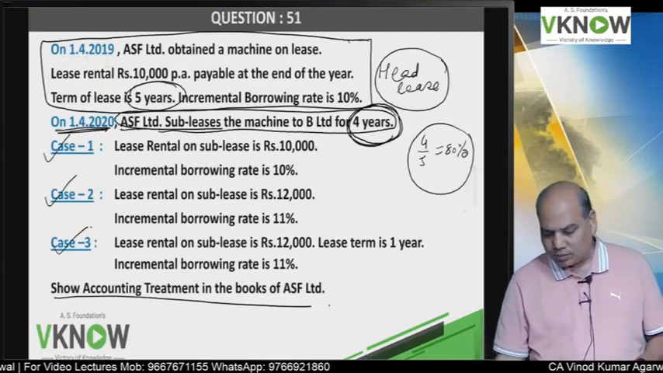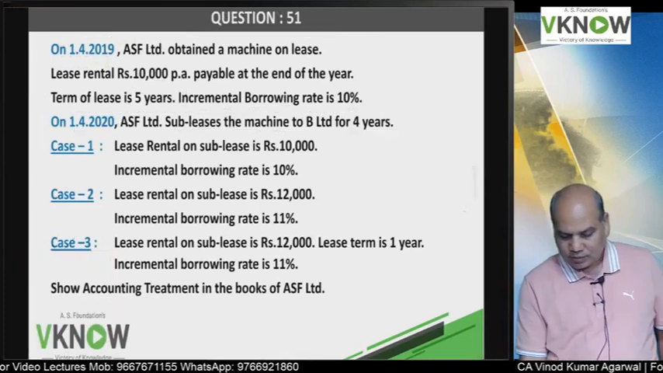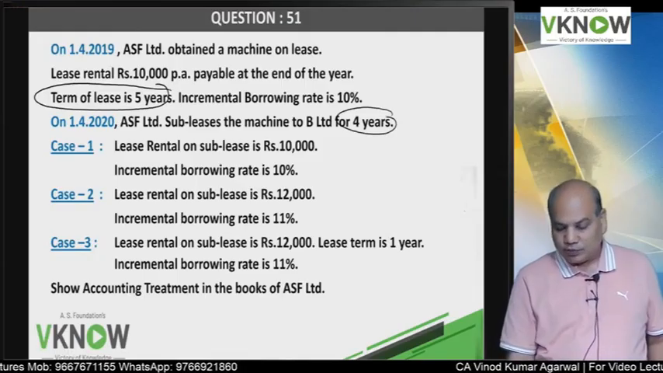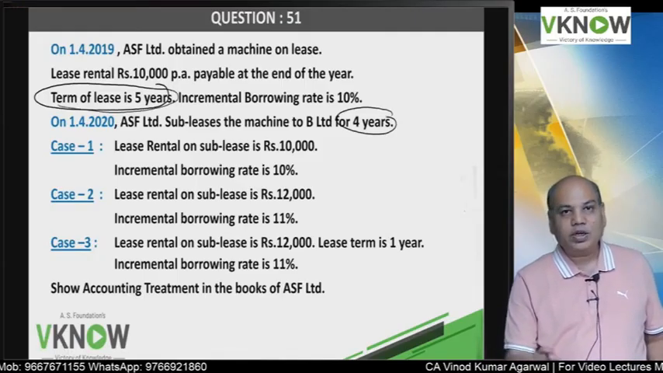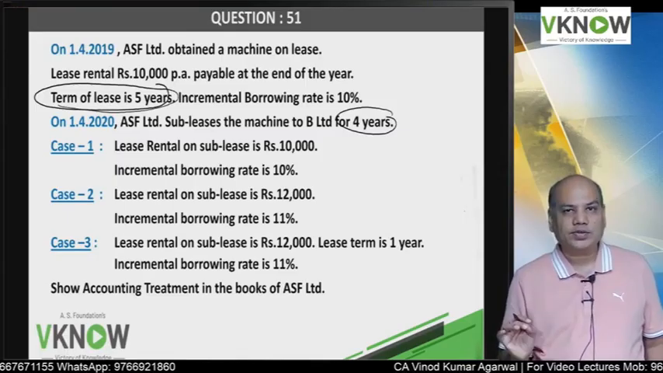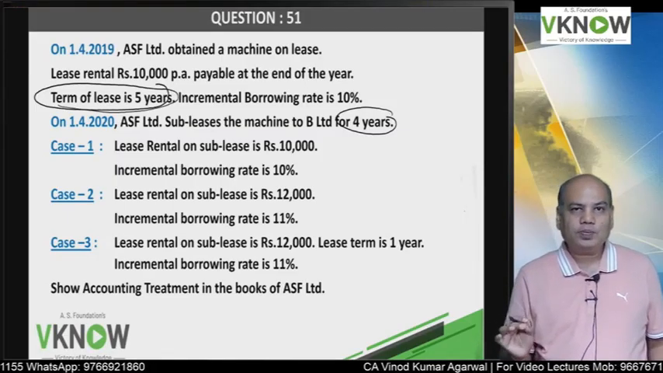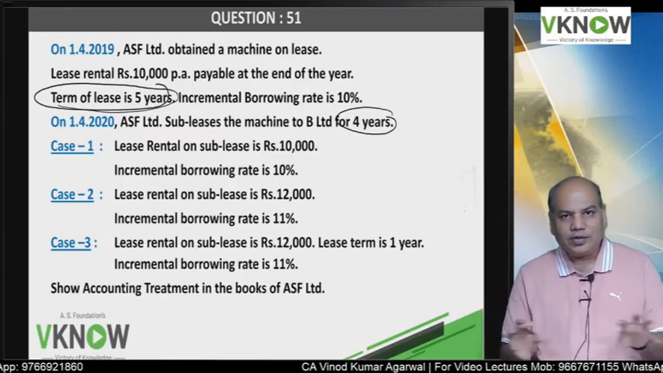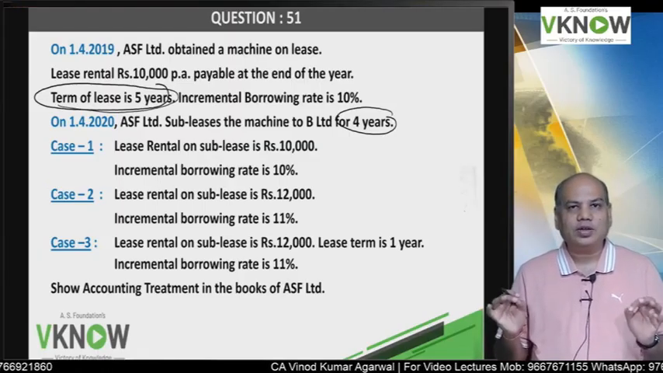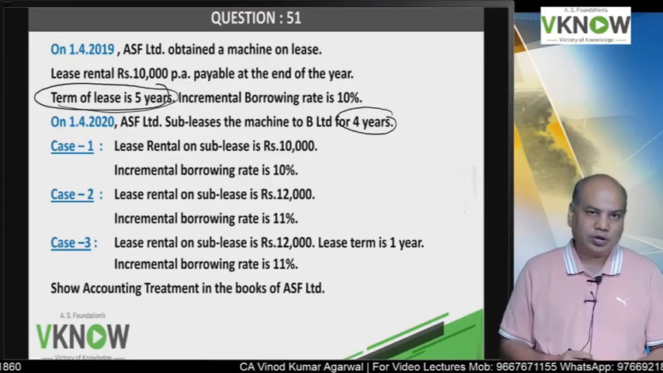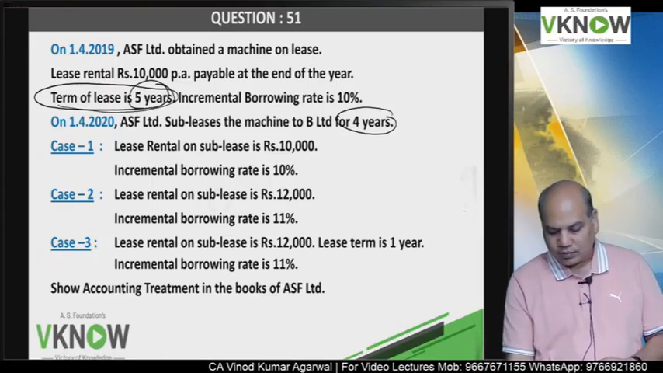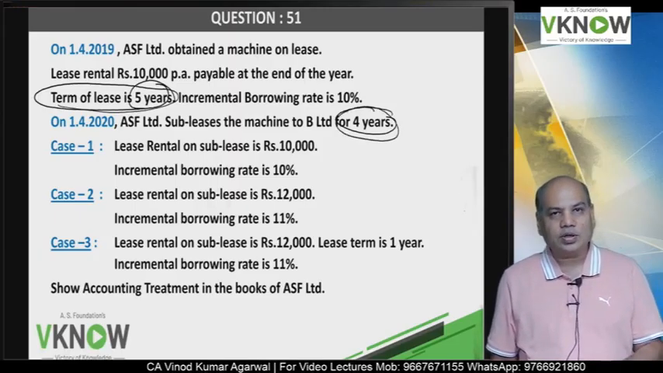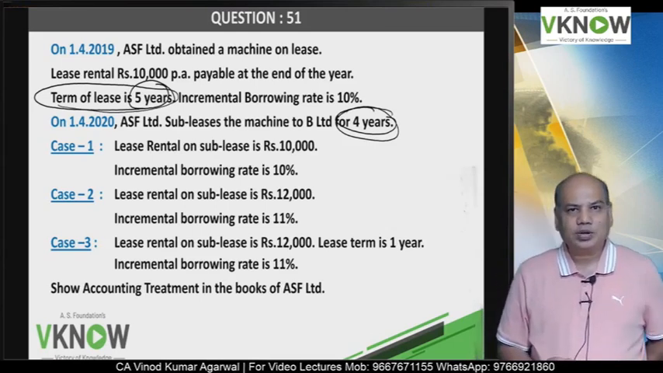While computing the number of years for comparison, look at the total period, 5 years, 4 years. Some of you can say, out of this 5 years, 1 year is over, so I should compare 4 versus 4. No, you have to compare total 5 years with total 4 years. That way you will compare for checking whether the lease term is substantially the same or not. Do not think about how many years have got completed.